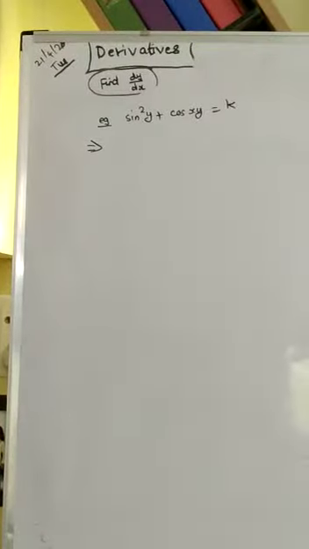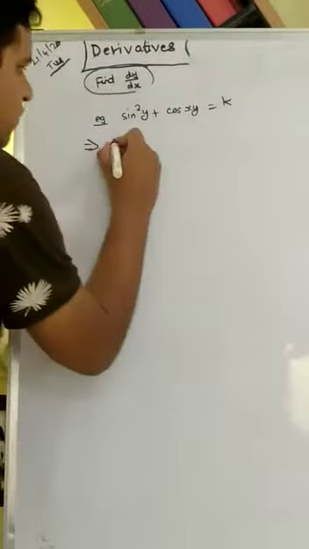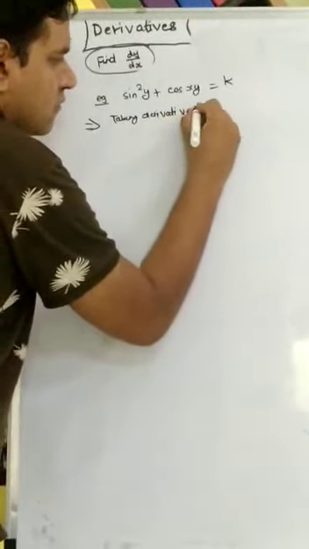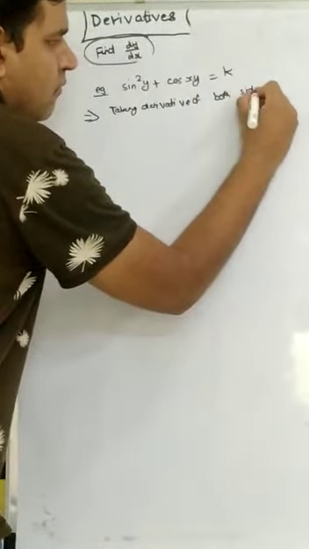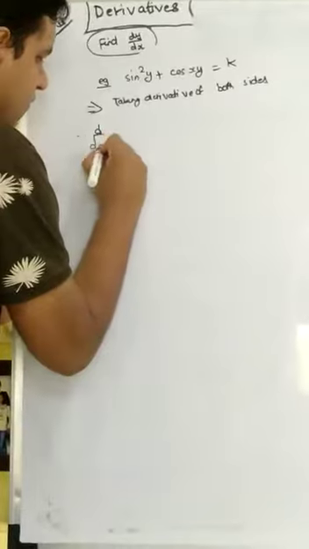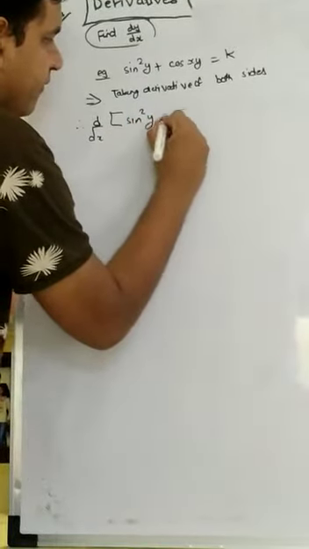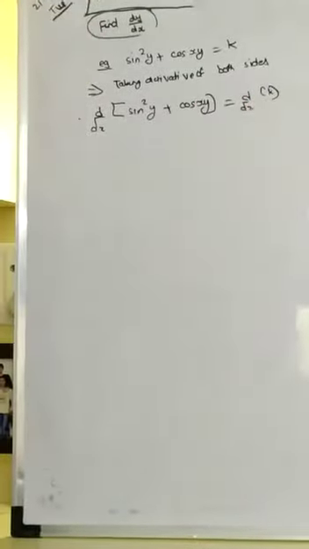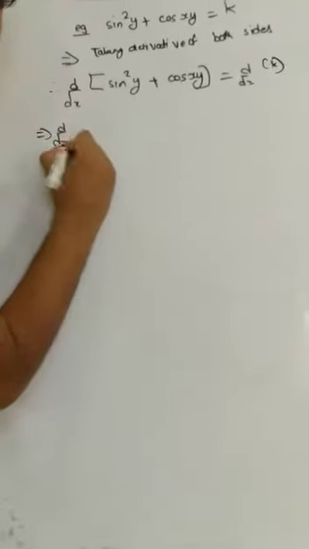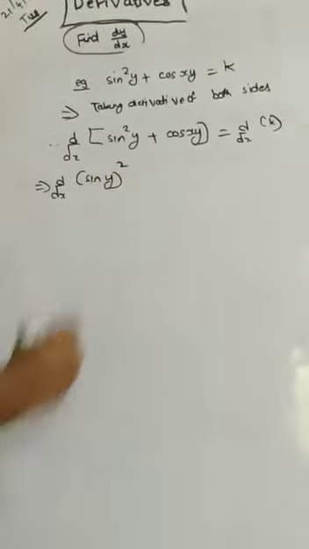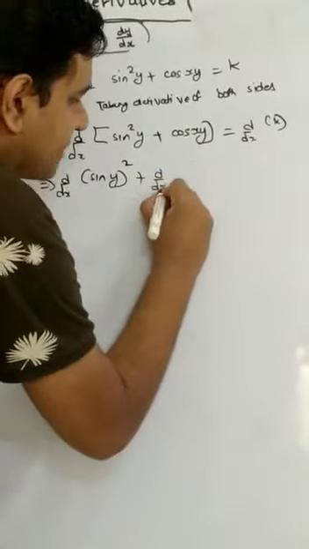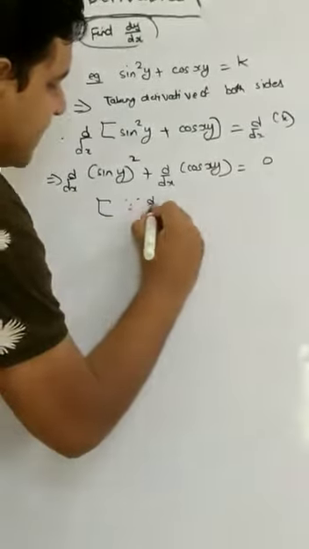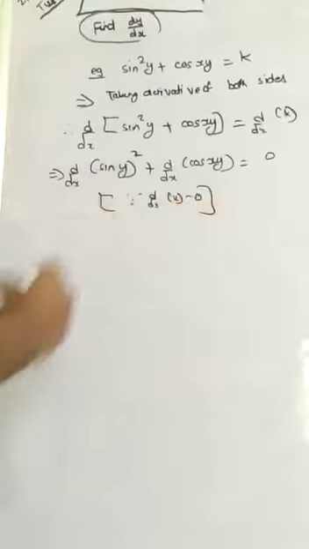The next sum: sin squared y plus cos xy is equal to k. Taking derivative of both sides, is equal to derivative of constant k. Taking separate derivatives, d/dx of (sin y) whole squared plus d/dx of cos xy is equal to 0. Why am I writing it as 0? Because d/dx of any constant is equal to 0.